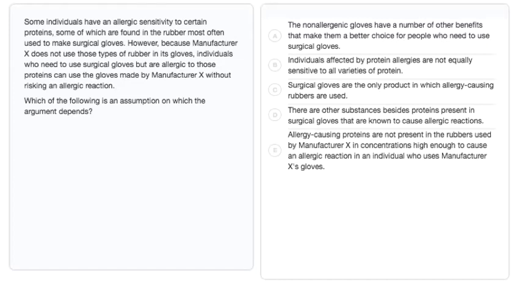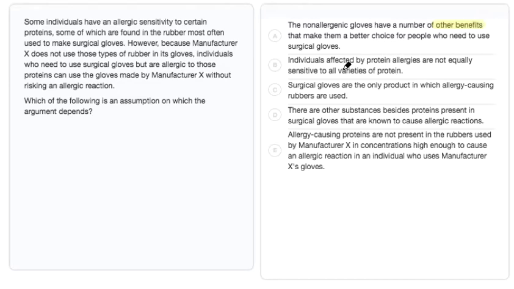We might be able to tell now that the assumption here is that different rubber equals no allergies. Otherwise, using manufacturer X's gloves would not actually be a way to avoid allergic reactions. But let's look at our options. Option A mentions other benefits of this glove, which is vague and unrelated to anything we have here in the argument. It's definitely not an assumption, and we can move on.